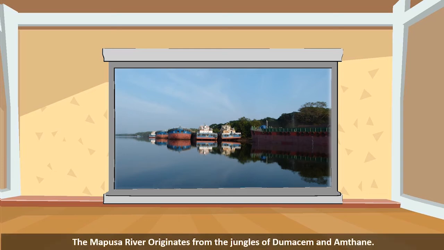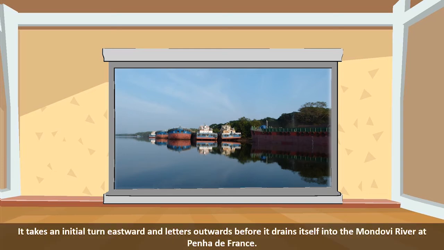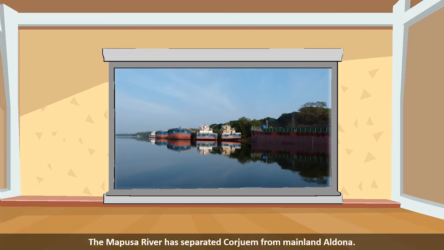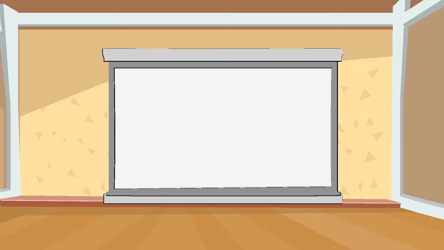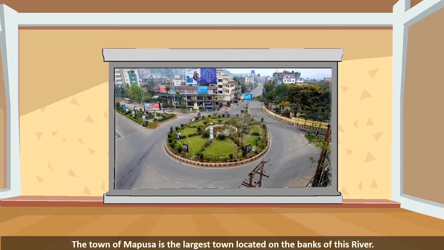The Mapusa river, originating from the jungles of Dumasem and Amthane, takes an initial turn eastward and later outwards. This river has been extensively used for the transportation of valuable commodities like agricultural products and spices. The town of Mapusa is situated on the river bank.